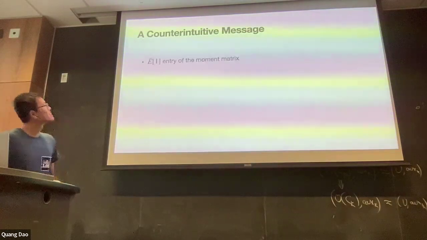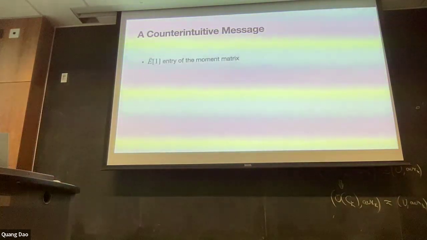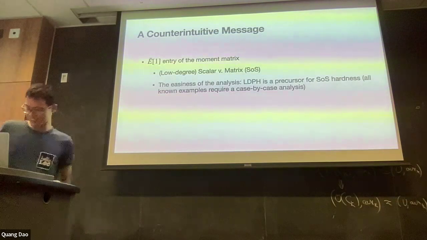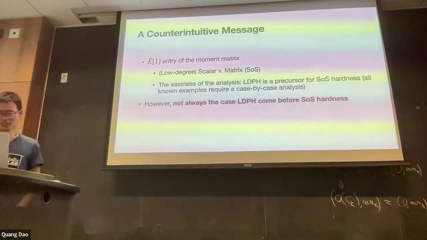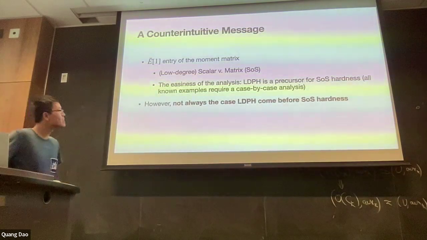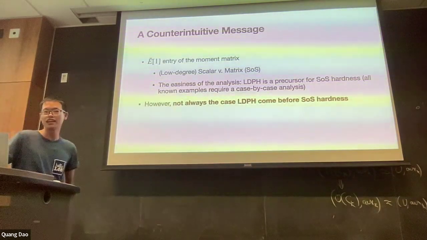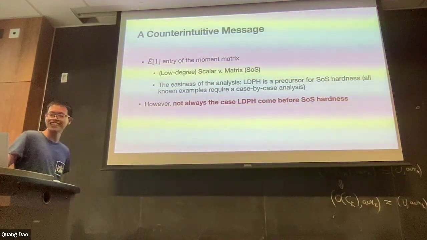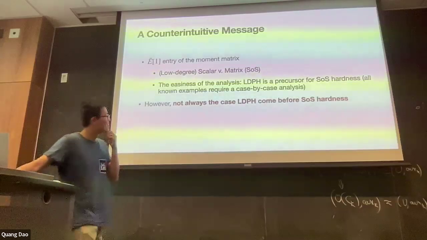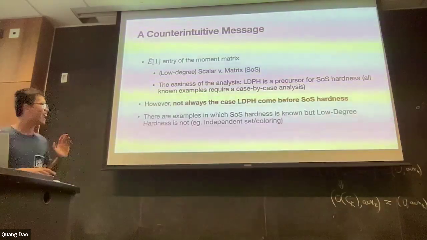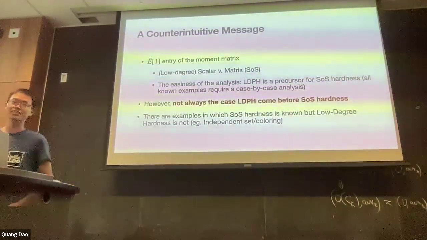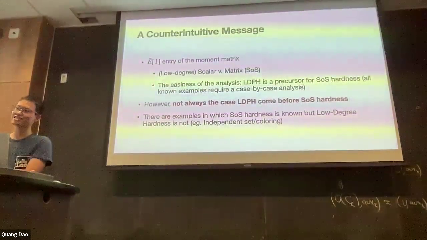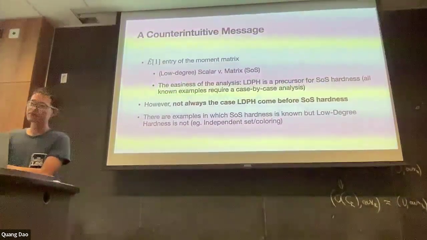But that said, going back to Yuval's question earlier about low degree polynomials, here's a counterintuitive message that I kind of want to get across. Even though low-degree polynomial hardness is easy to verify, it's not always the case that it comes before SOS. Okay, let me say, there are examples where we have SOS hardness, but we don't have low degree polynomial hardness. That means low degree hardness is better to shoot for, right?